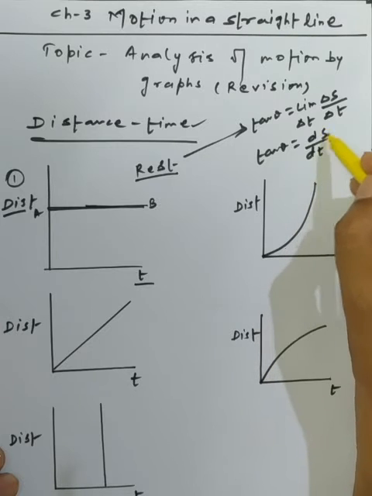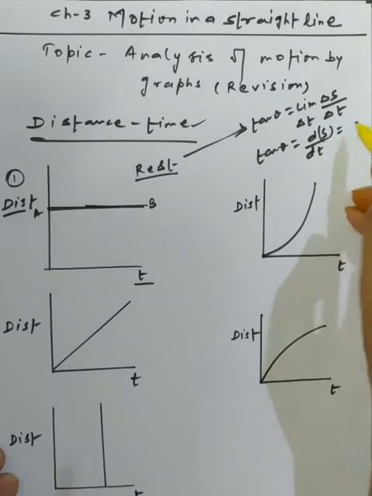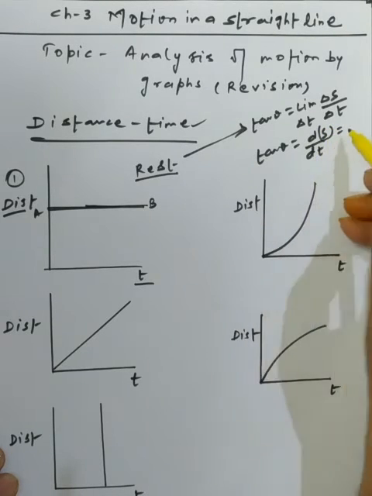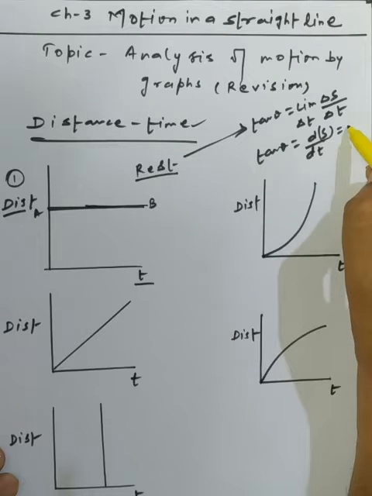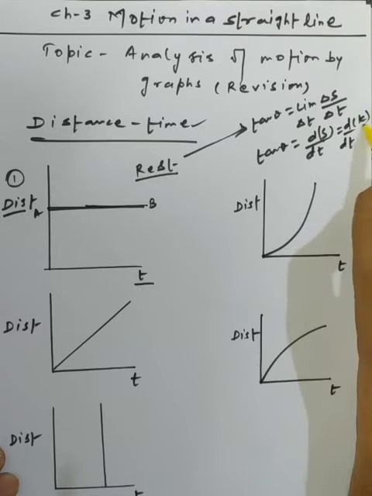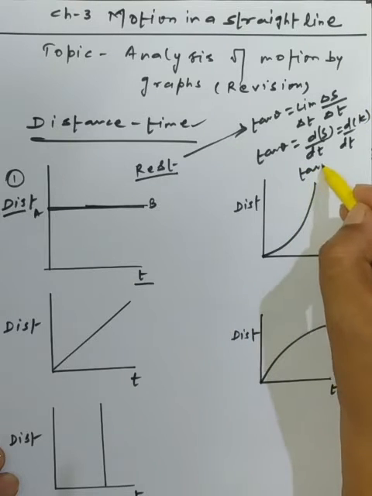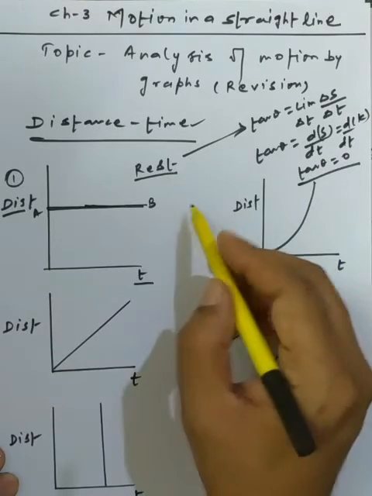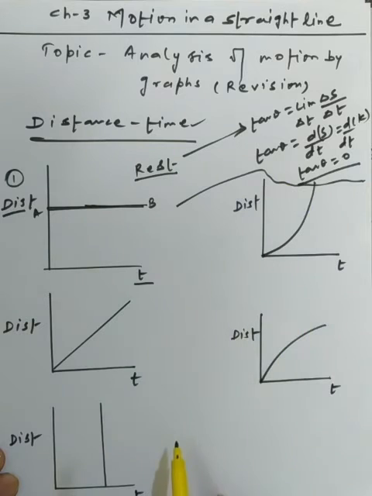of s. Okay, and we know s is not changing, distance is not changing, so it works like a constant. And we know the derivative of a constant is 0. So tan theta has the value 0. So this is the proper explanation of this graph.